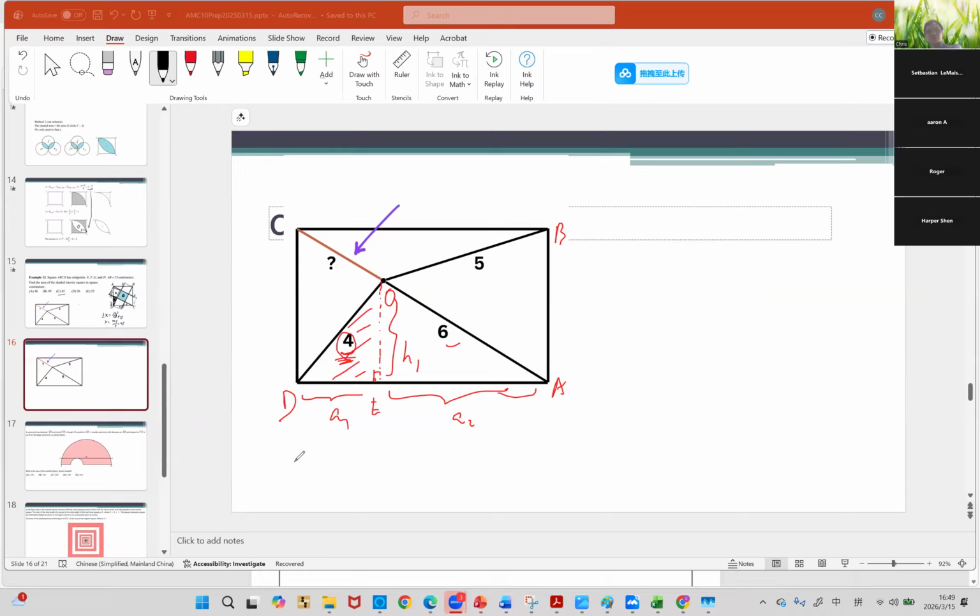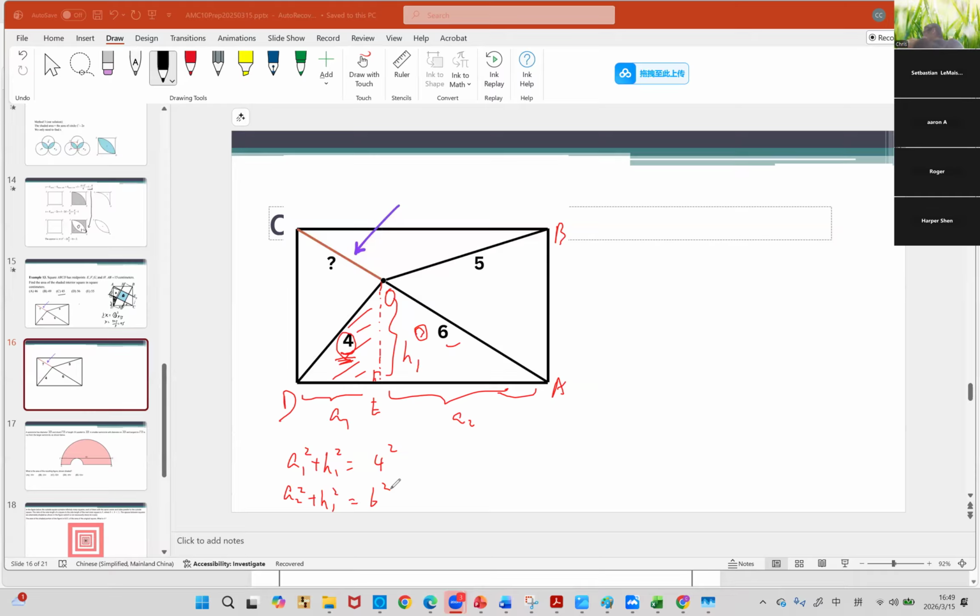So according to the Pythagorean theorem, we have A1 squared plus H1 squared equals 4 squared, right? That's just Pythagorean. Now, in this triangle, we could also do the Pythagorean theorem. So that would give us A2 squared plus H1 squared equals 6 squared, right? Now, what do we do with these? I mean, there are many variables. We have A1, A2, and H1.